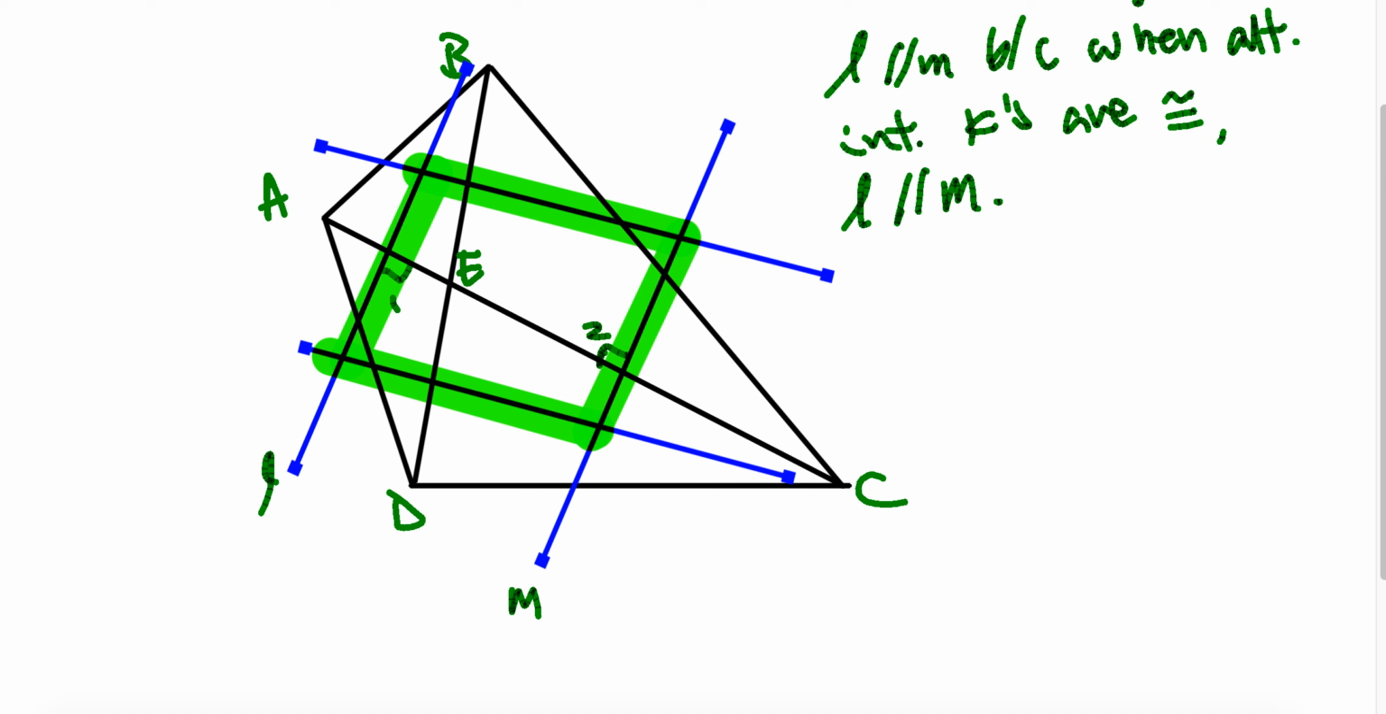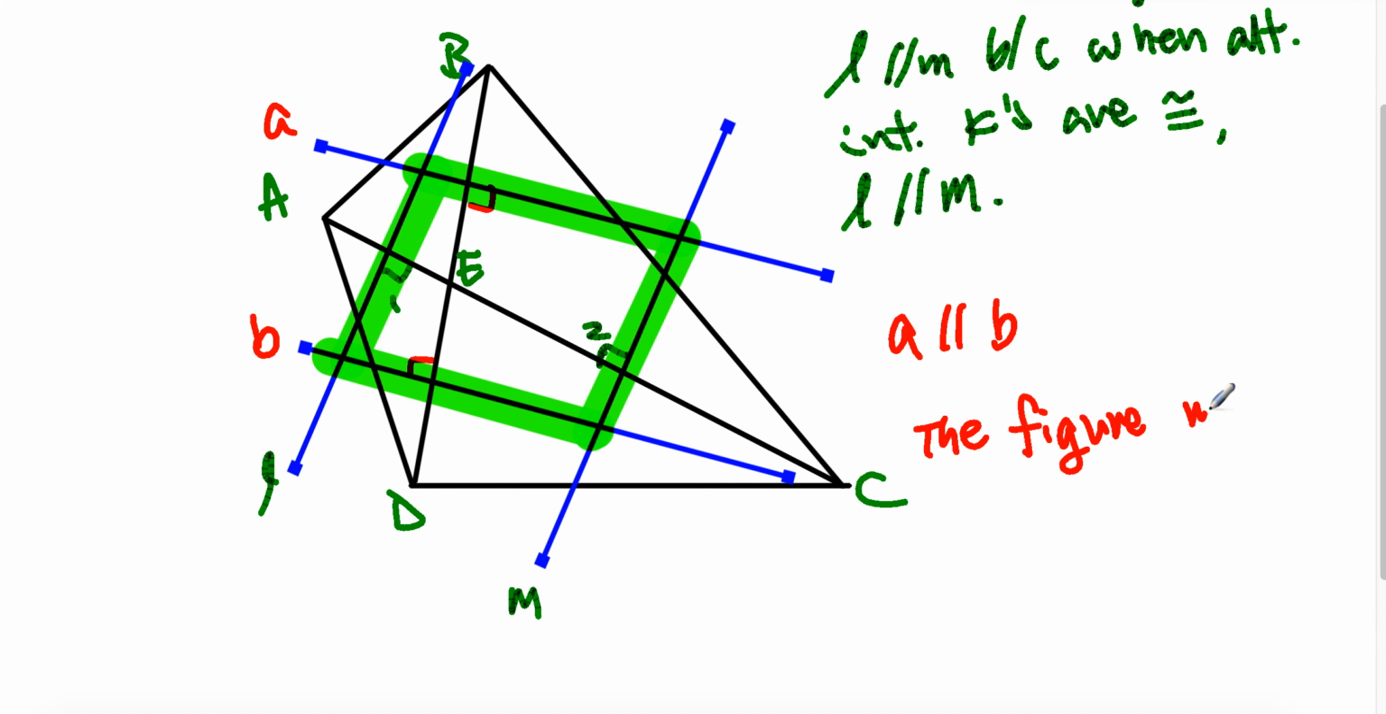Same idea can apply here. This can be a right angle and this can be a right angle. So then I can say A and B must be parallel by the same reasoning as the earlier one. Alternate interior angles congruent, then those two lines must be parallel. Since opposite sides are parallel, the figure must be a parallelogram.